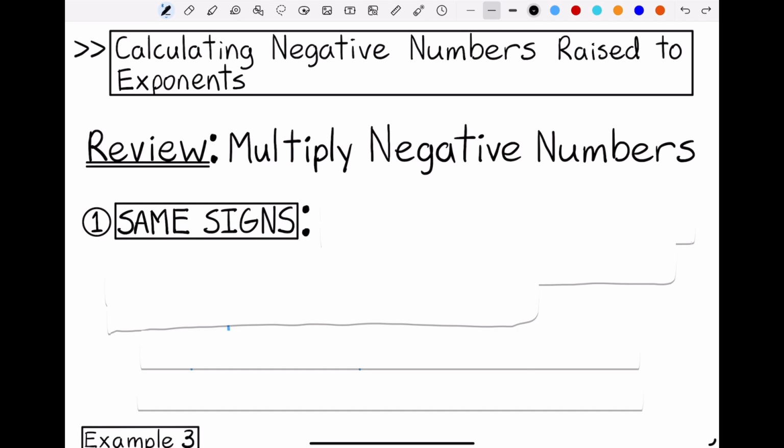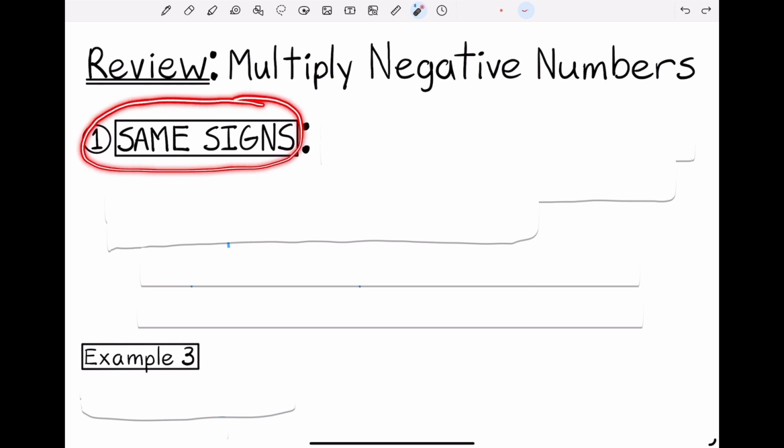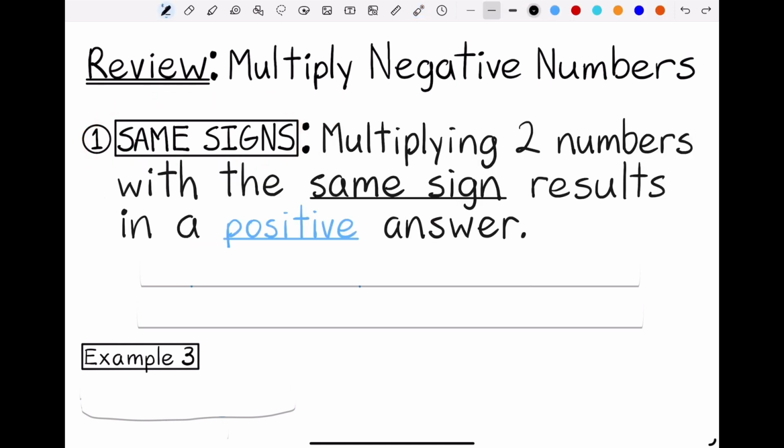Before we start calculating negative numbers raised to exponents, let's first review how we multiply with negative numbers. We're going to go over two main cases. The first case is if both numbers have the same sign. Multiplying two numbers with the same sign results in a positive answer. And so this case has two mini cases.